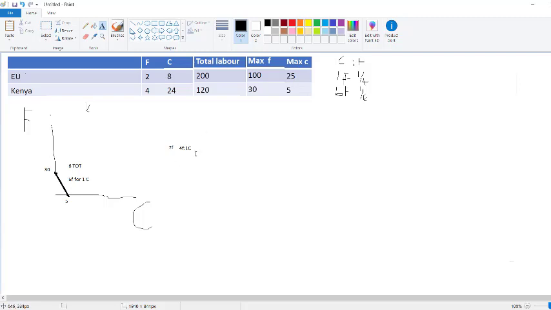So what does that mean? If carbon's getting cheaper, what does it mean in terms of food? It means food is getting expensive. Effectively it means the cost of food here is 1/6. If you look at the reverse, 1/6. And now the cost of food here is 1/4, a quarter. So the cost of food has gone up.